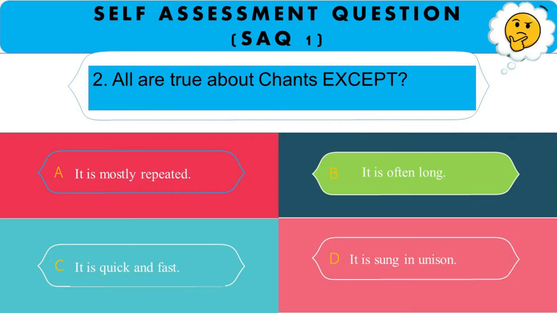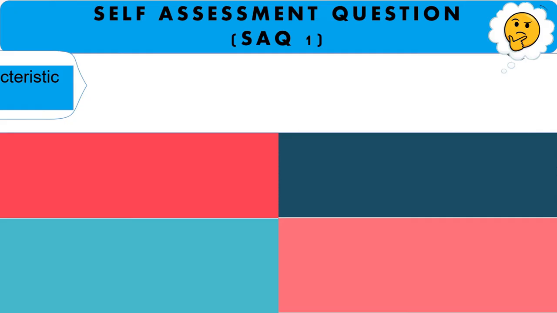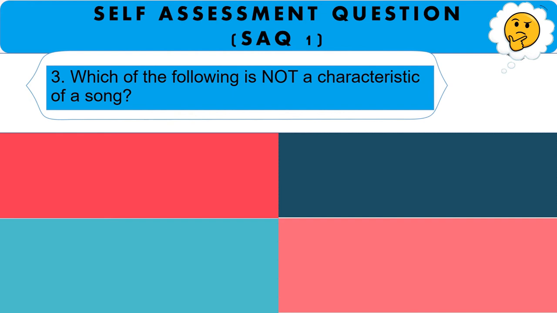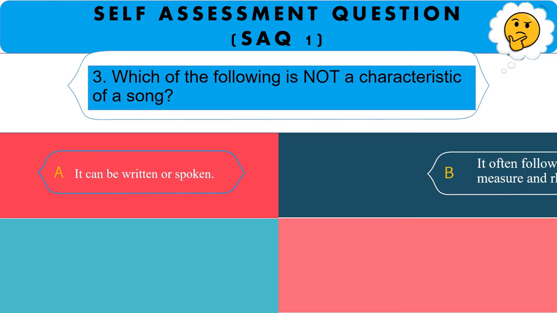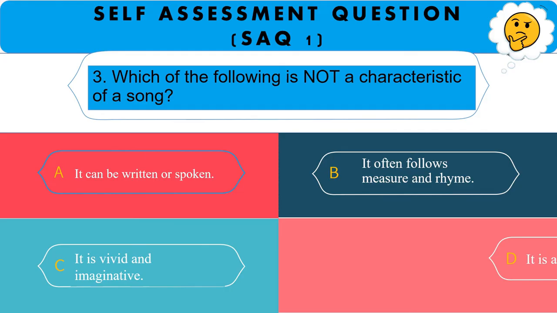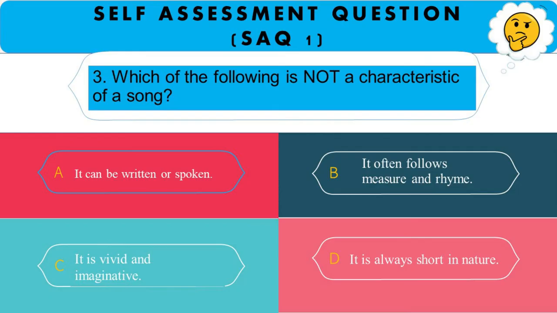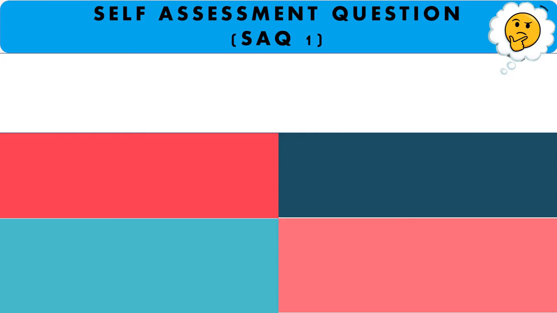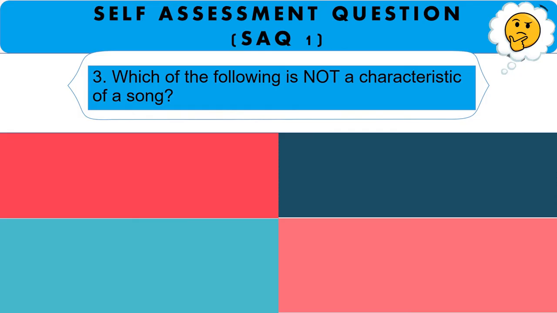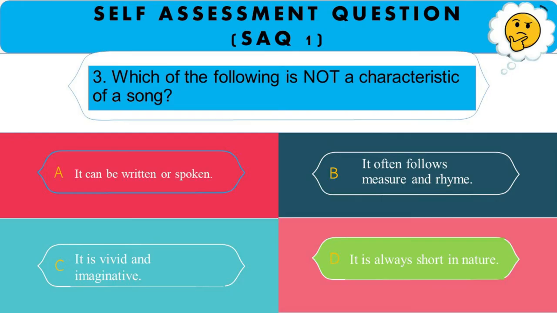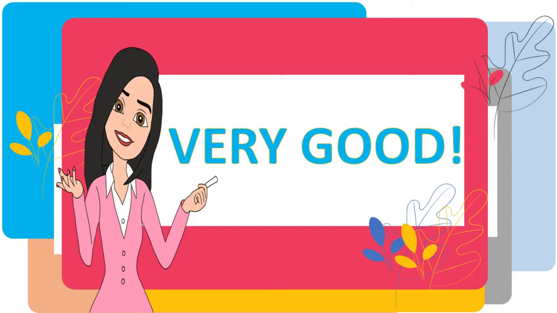Lastly, number three. Which of the following is not a characteristic of a song? A, it can be written or spoken. B, it often follows measure and rhyme. C, it is vivid and imaginative. D, it is always short in nature. What do you think is the correct answer? The correct answer is letter D. It is always short in nature. Very good. So there you are for SAQ 1.